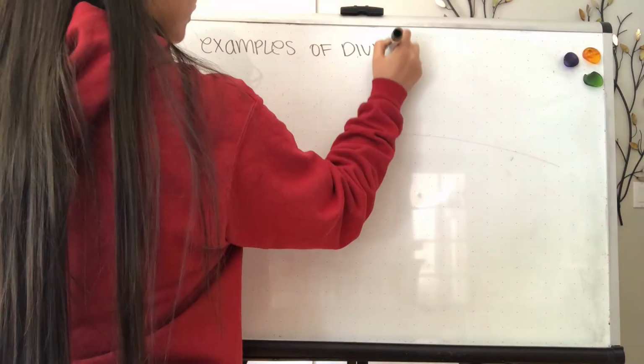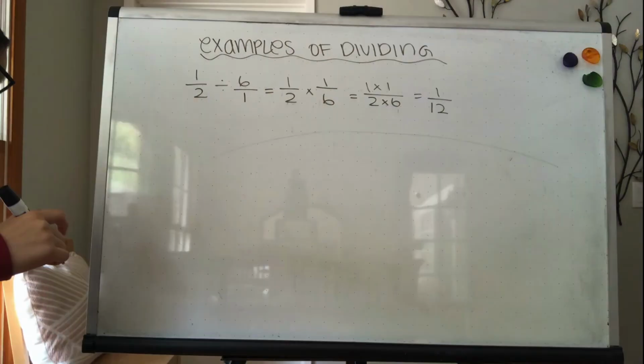The first example of dividing fractions is 1/2 divided by 6 over 1. So what you're going to do is you're going to flip the second fraction so it becomes the reciprocal. And when you flip 6 over 1, it becomes 1 over 6. So you're going to multiply 1 over 2 times 1 over 6. And that is going to end up being 1 over 12.